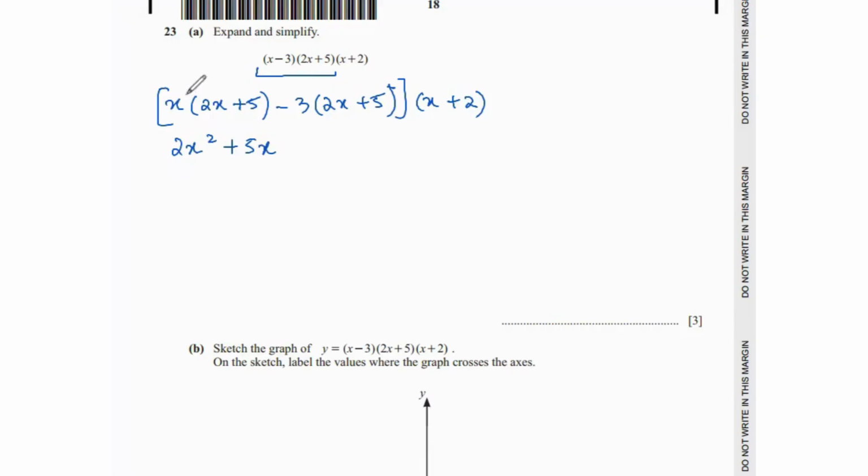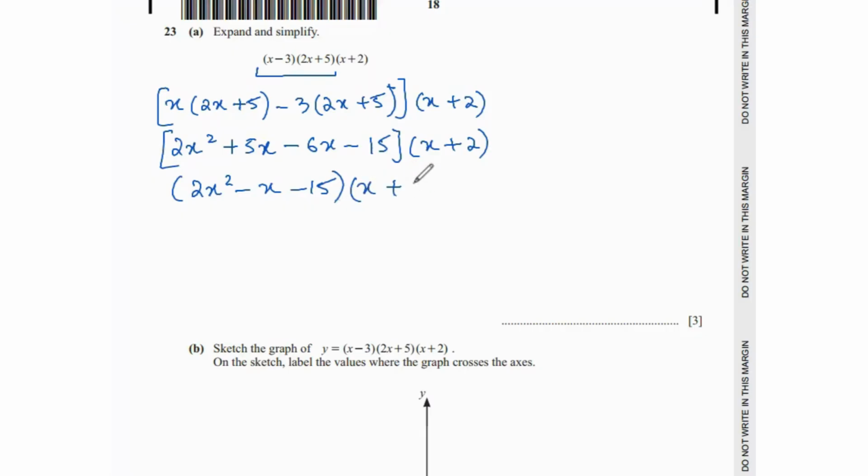Remember, when you're multiplying the same variable, the power will change. But when you're adding the same variable, the power will not change. Minus 3 times 2x is minus 6x. Minus 3 times 5 is negative 15. And times x plus 2. Combine the like terms. That's going to be 2x squared minus x minus 15.